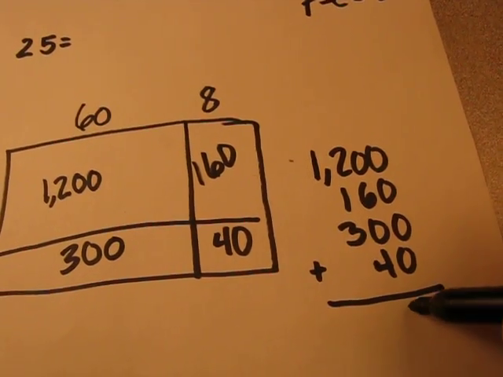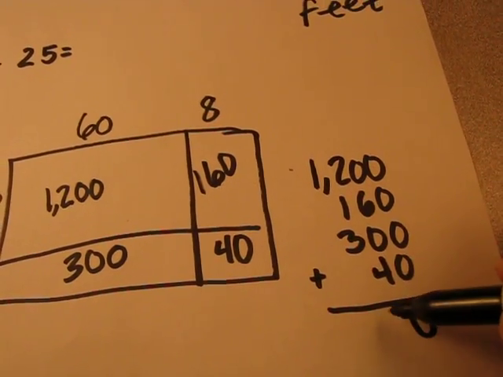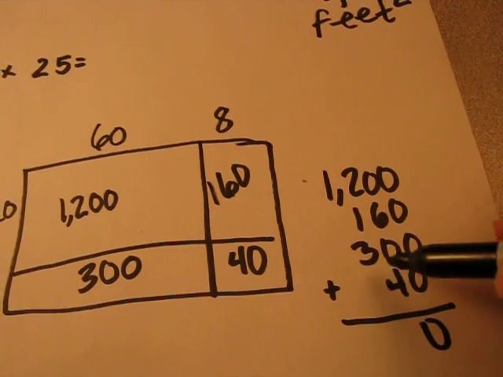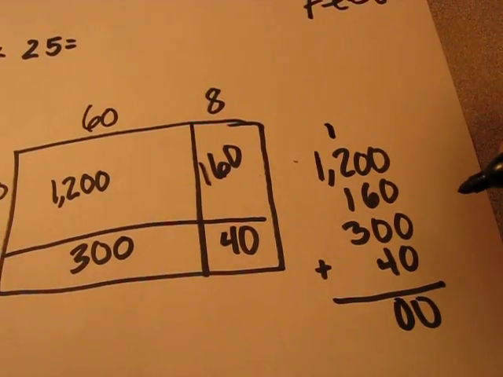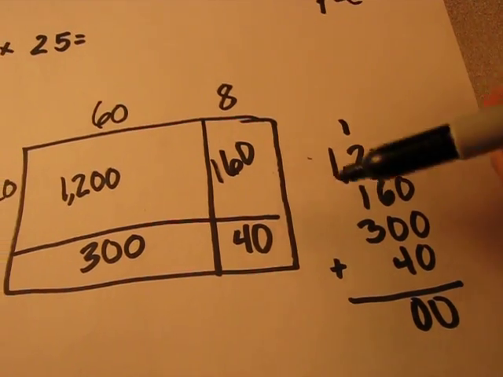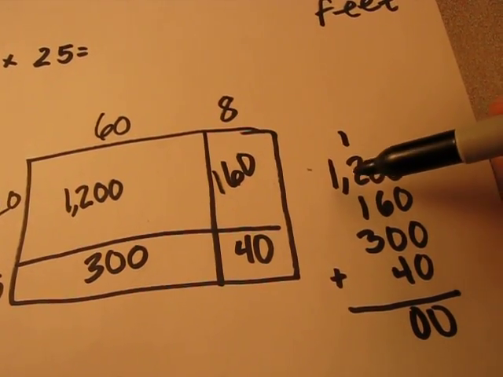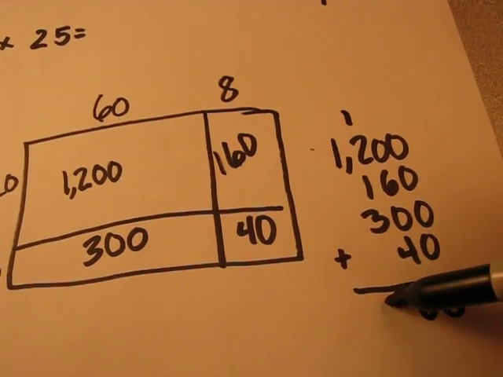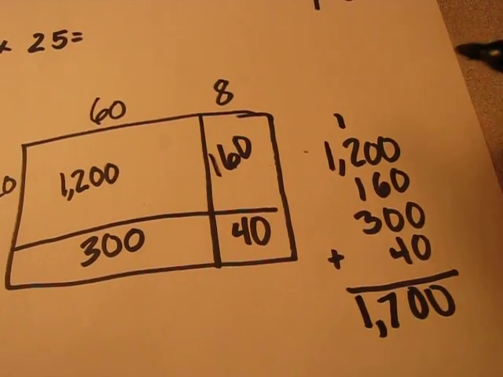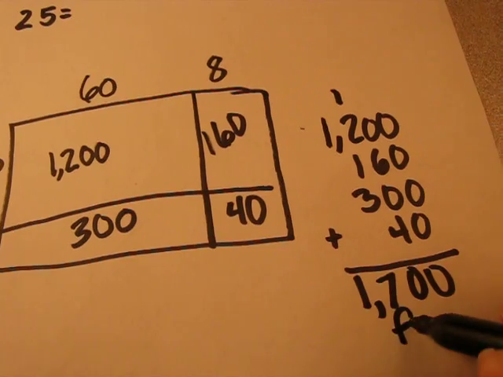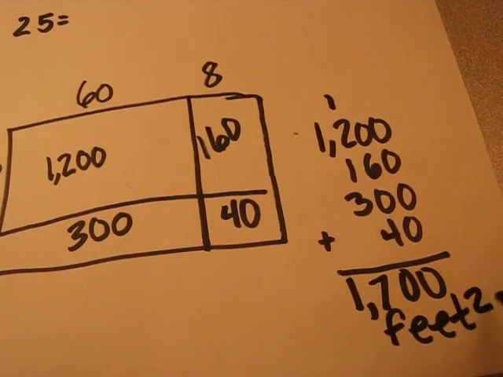Vertical addition: 0 in the ones place, 10 in the tens place, which means I need to trade it in for 100. 10 tens are 100. 3, 4, 5, 6, 7, and 1,000, comma after the third. And the answer is 1,700 feet squared, or square feet.